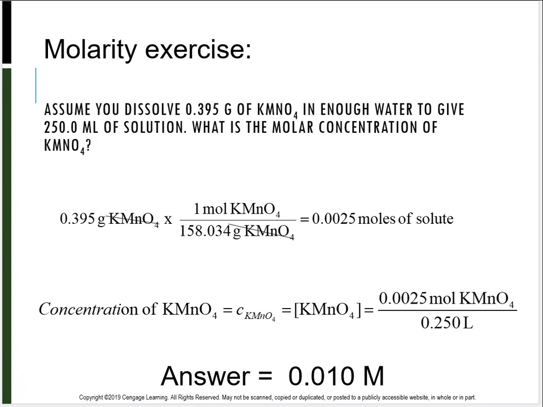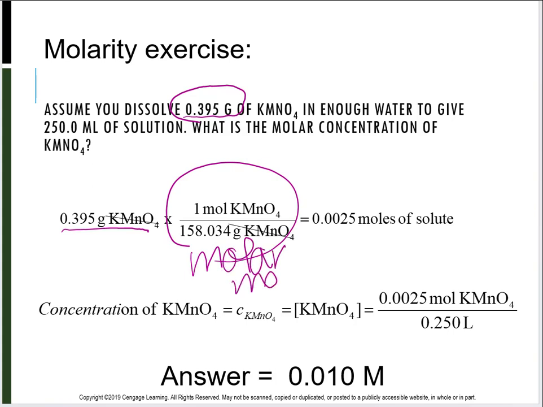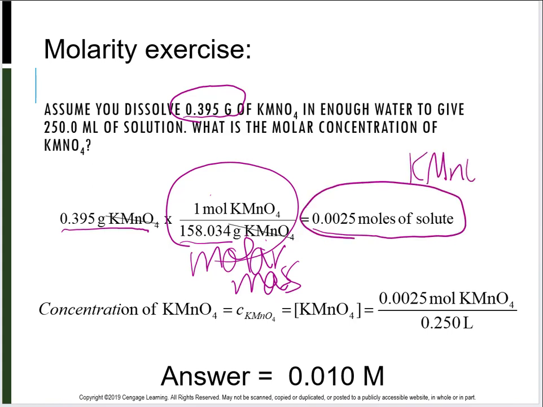To figure out the concentration of this potassium permanganate, we take that 0.395 grams of potassium permanganate. Obviously, we want to go grams to moles, so this is just the molar mass. So we added up 1 K, 1 Mn, 4 Os, so grams to moles. So we know how many moles of our solute, the KMnO4. So that's our moles.